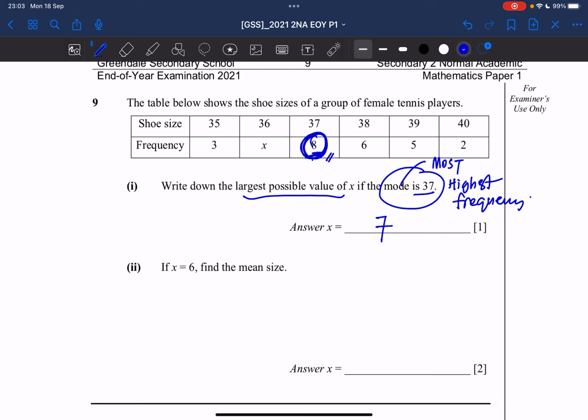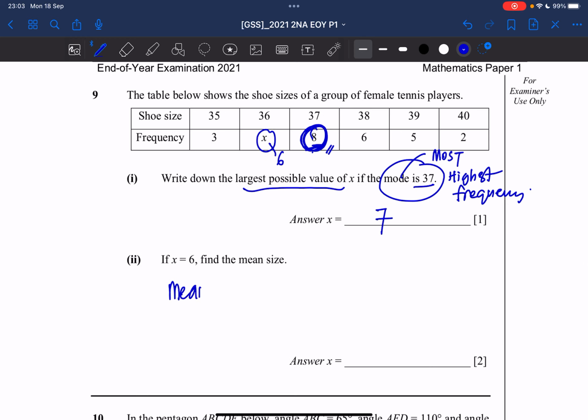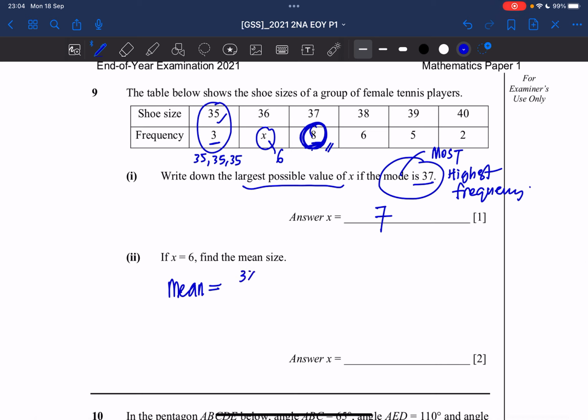Now in the second part, they say that x is equal to 6. So how to find the mean? We need to multiply. This 35, there's 3 of them, meaning there's 35, 35, 35. Or we can write as 3 times 35 plus 6 times 36 plus 8 times 37 plus 6 times 38 plus 5 times 39 plus 2 times 40.